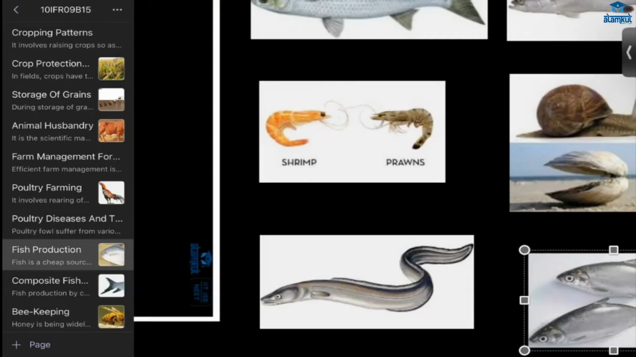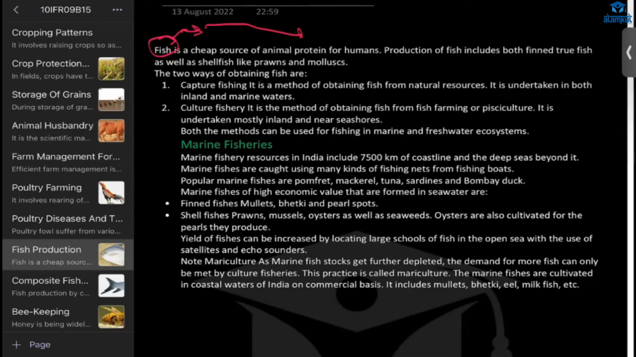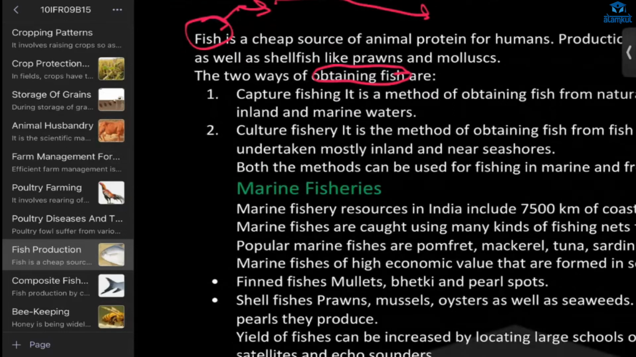Next we have fish production. Why do we require fish production? Because fish has high protein content and it is relatively cheaper. Now how do we obtain fish? The different ways of obtaining fish. How do we get fish? How do we catch fish?